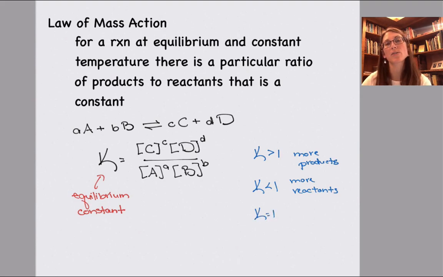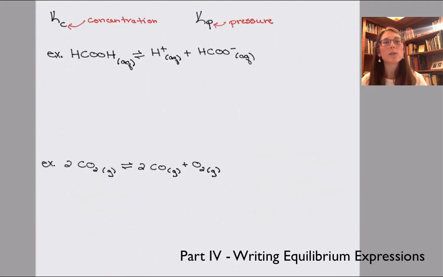Now recognize this also does have to take into account what those coefficients are. But the idea that if K is greater than 1, your products are favored. If K is less than 1, your reactants are favored. And if K is right about 1, you have equal amounts is going to be a really important one for us. So we can write equilibrium expressions and equilibrium constant expressions in terms of either concentration or pressure.